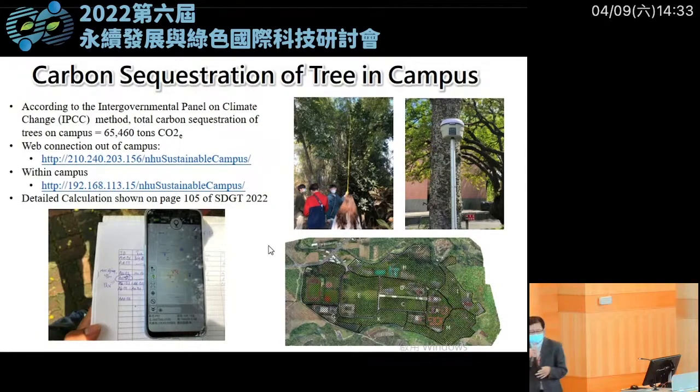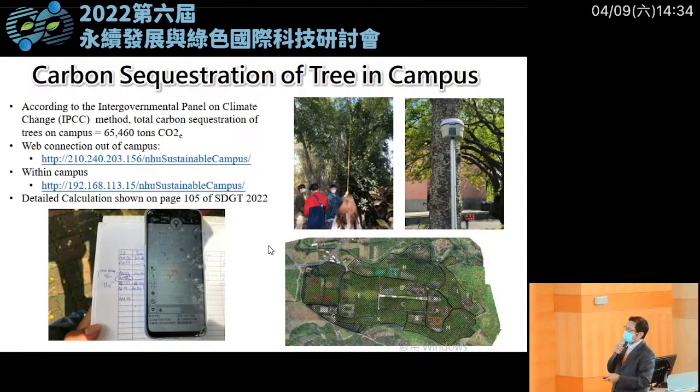Of course, today we also have one paper. She has a presentation on the page. You can find it in your conference proceedings, page 105. We have many details showing how to do the carbon sequestration of trees. The details I will show in the paper, but because of the time limit, I cannot say too much. I just show how to do it.